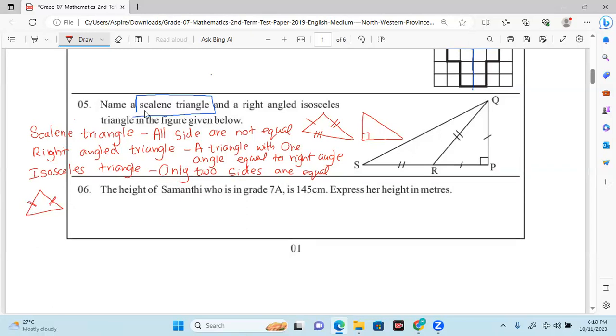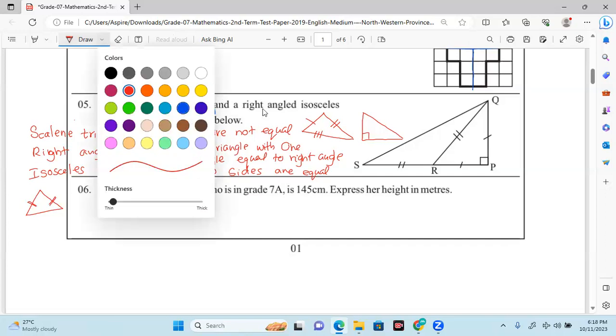Now look, name a scalene triangle. First, we are asked to name a scalene triangle. Can you identify a scalene triangle?